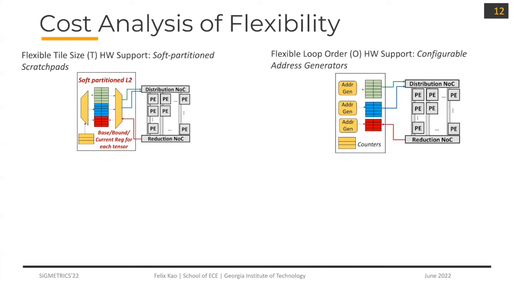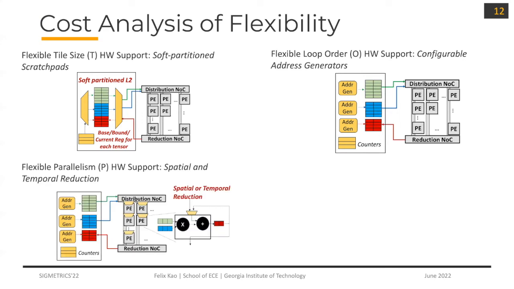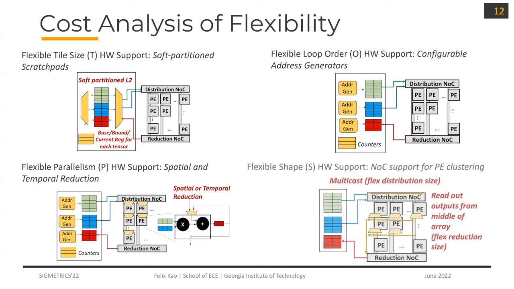Second, ordering. It will introduce a configurable address generator to dictate the order of buffer fetching. For parallelism, we need mask and sum control logic alongside the PE to control spatial or temporal reduction. For shape, we need a network on chip to support different ways of PE clustering.